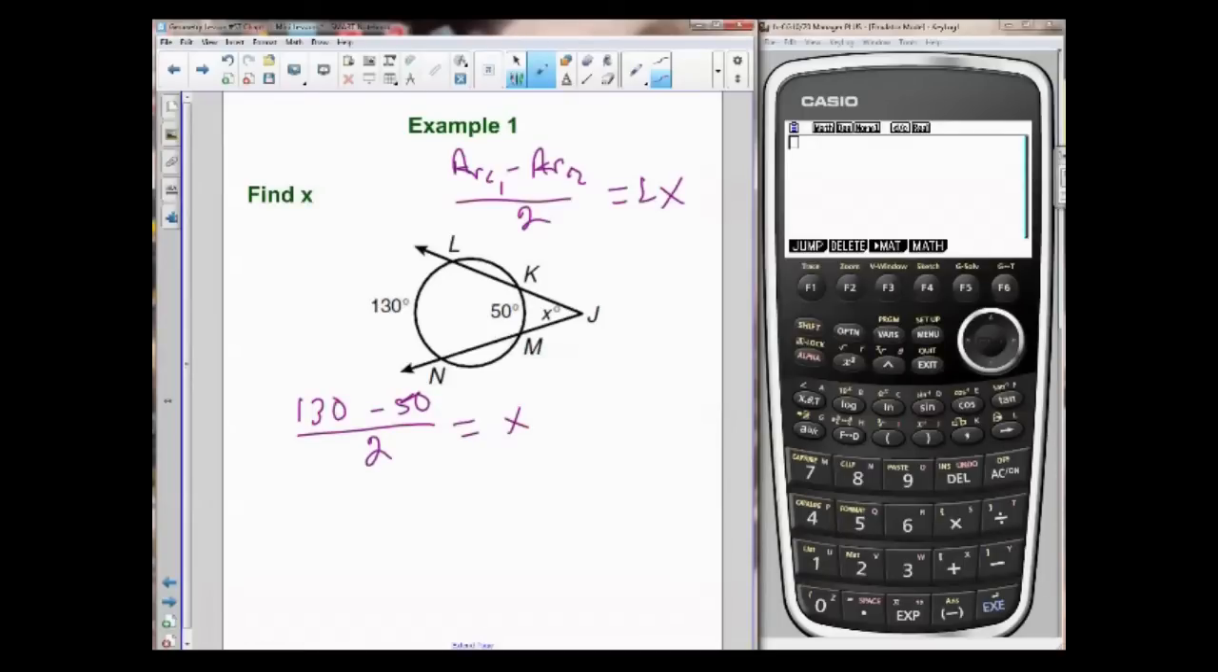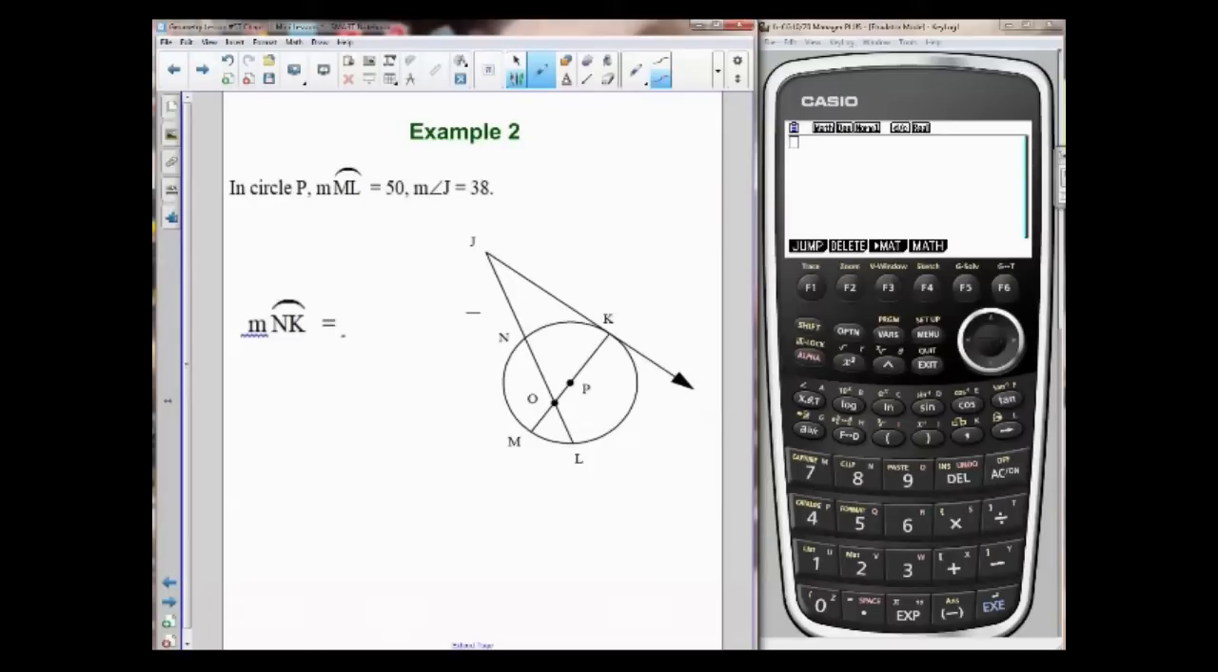So we got 80 over 2, so 40. All right, so we have x is equal to 40. So 80 over 2 is equal to x, 40 is equal to x. Alrighty? So that's kind of how it's going to work. Big arc minus little arc over 2 is equal to x. So let's take a look at another one.